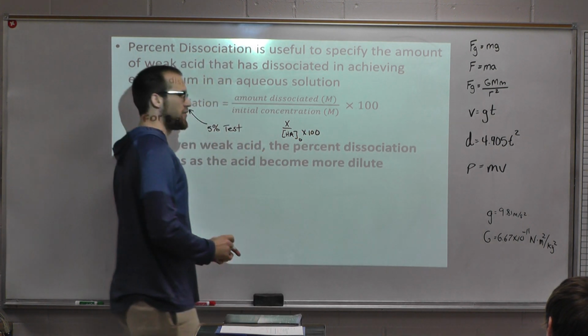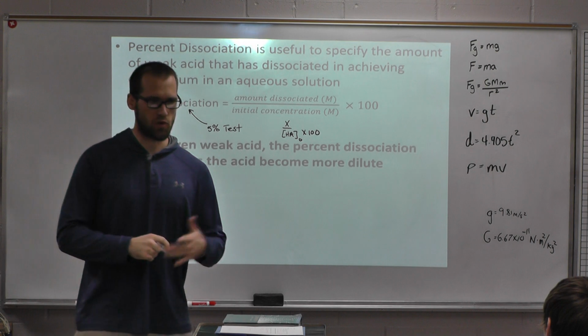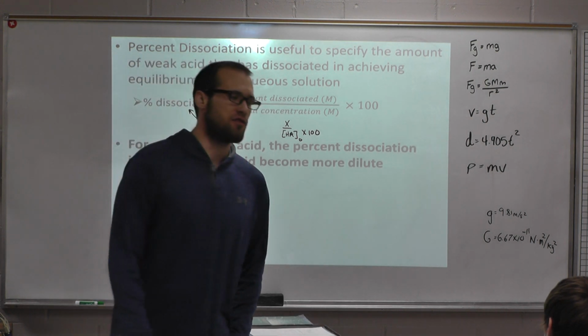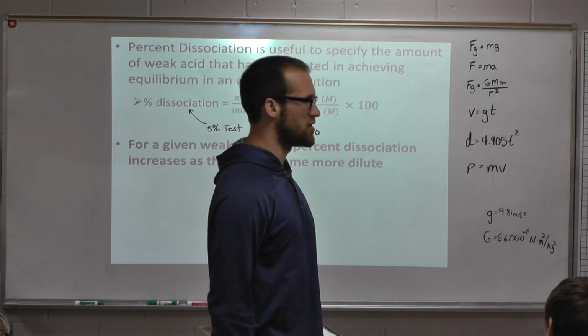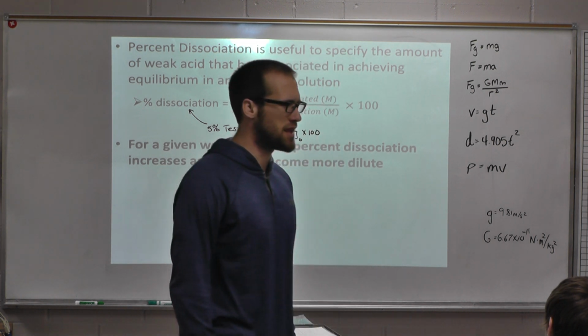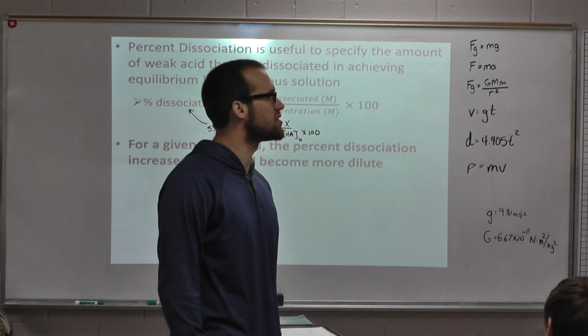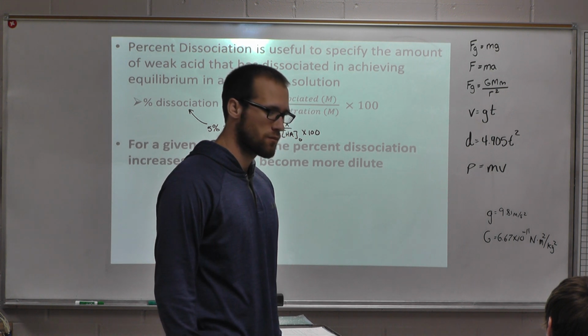And that's exactly how we found our 5% test. So when you were doing your problems and you figured out the 5% test and you saw that it was 2.1%, what that means is 2.1% of the acid dissociated. Does that make sense?